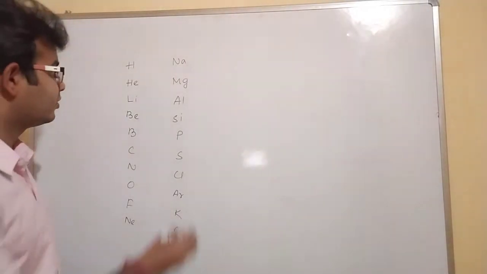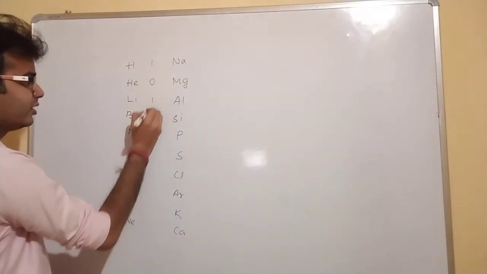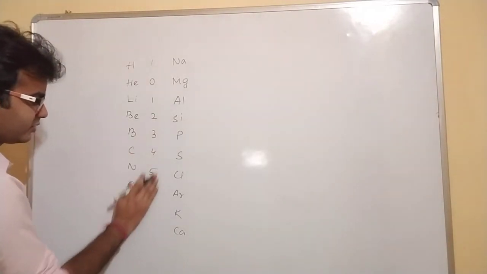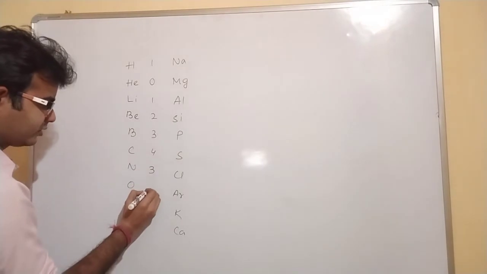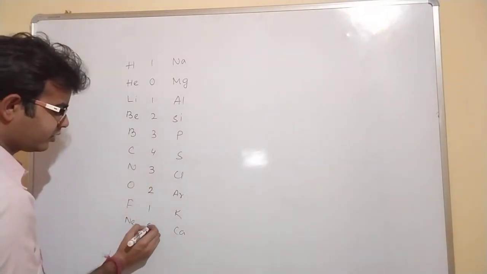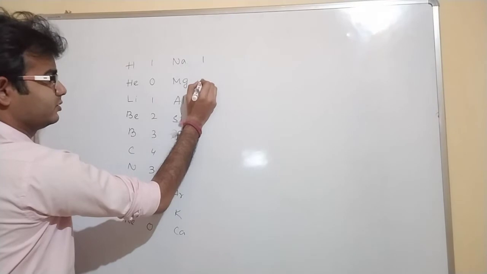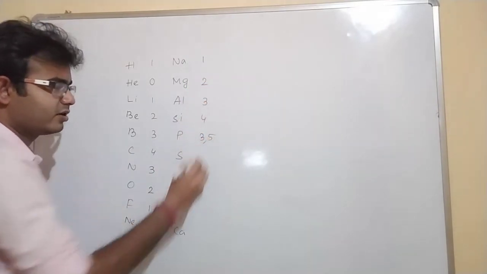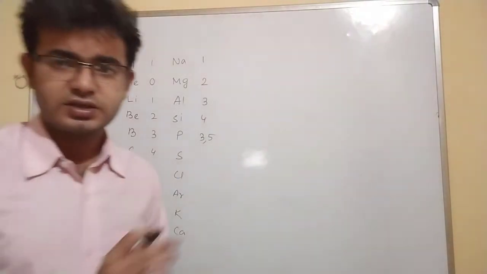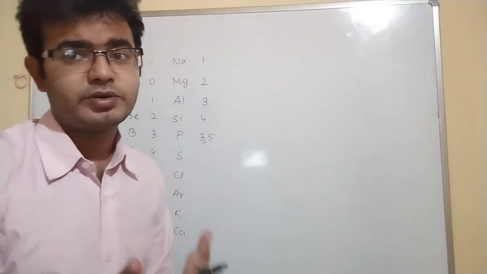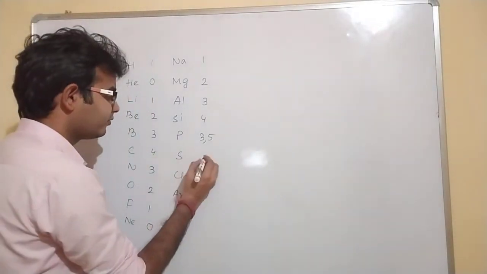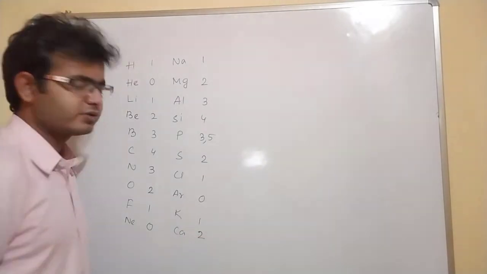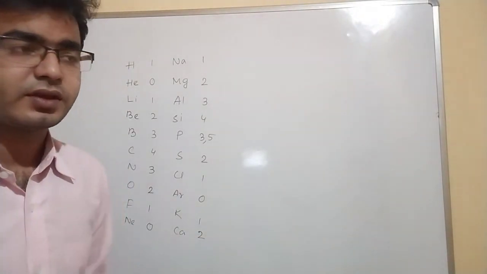So here the valences are: hydrogen 1, helium 0, lithium 1, beryllium 2, boron 3, carbon 4, nitrogen 3, oxygen 2, fluorine 1, neon 0. Then 1, here 2, it's 3, it's 4, and this one is 3 and 5. There are 2 valences of phosphorus. Try to remember this one. What is the reason? That will be discussed in the higher class. So 3, 5, sulfur 2, chlorine 1, argon 0, potassium 1, calcium 2. So these are the valences of these atoms. Okay.